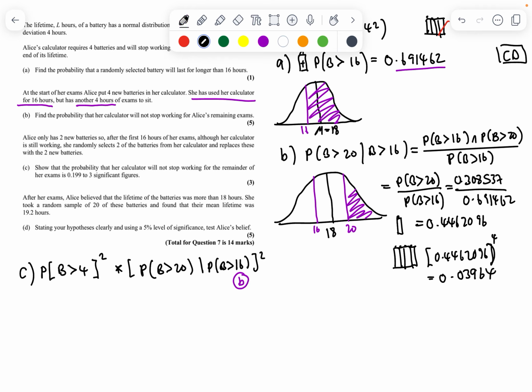So I just multiply those two together and I get 0.199. Okay, so you can see she's gone from 4% when she has four original batteries. That's improved to nearly 20% by putting 2 new batteries into it. Okay, so now D.